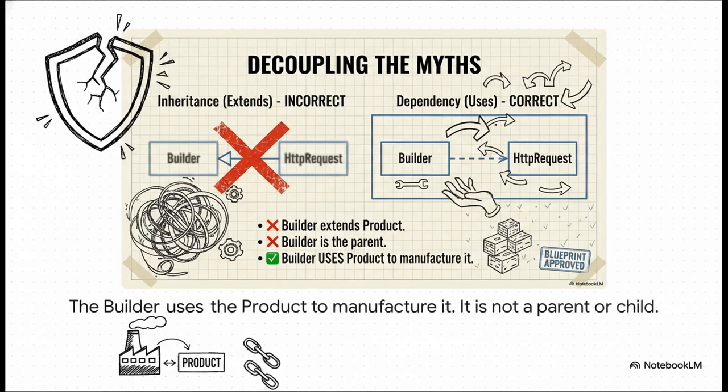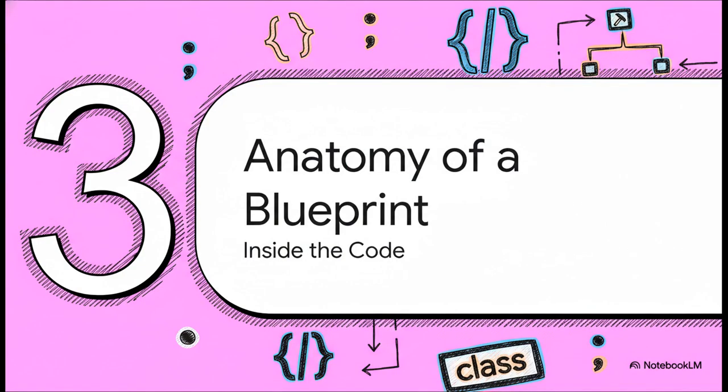Okay, let's bust a common myth right now. The builder is not a parent of the final object. This isn't inheritance. It's not an is-a relationship, it's a uses relationship. The builder is a tool, a helper, that simply uses the product's private constructor to manufacture it. Okay, enough with the theory. Let's get our hands dirty and look at some code to see how this beautiful idea actually comes to life.